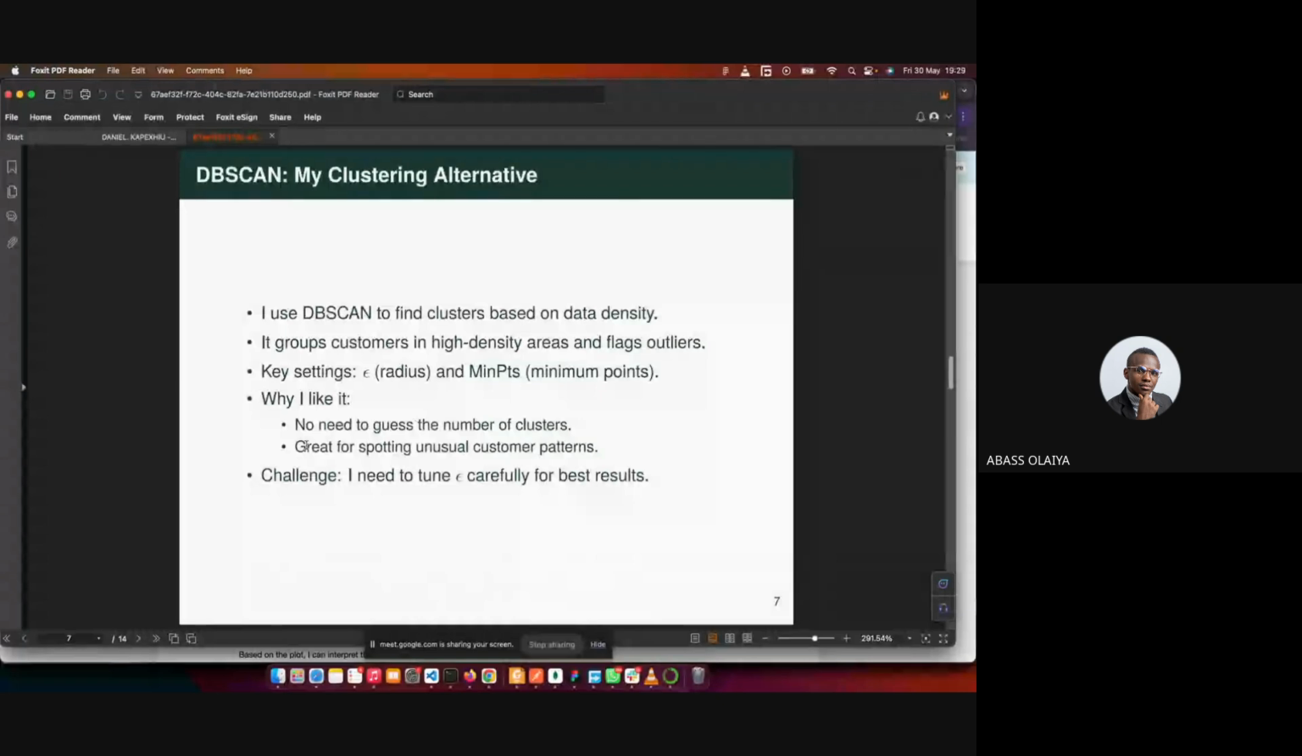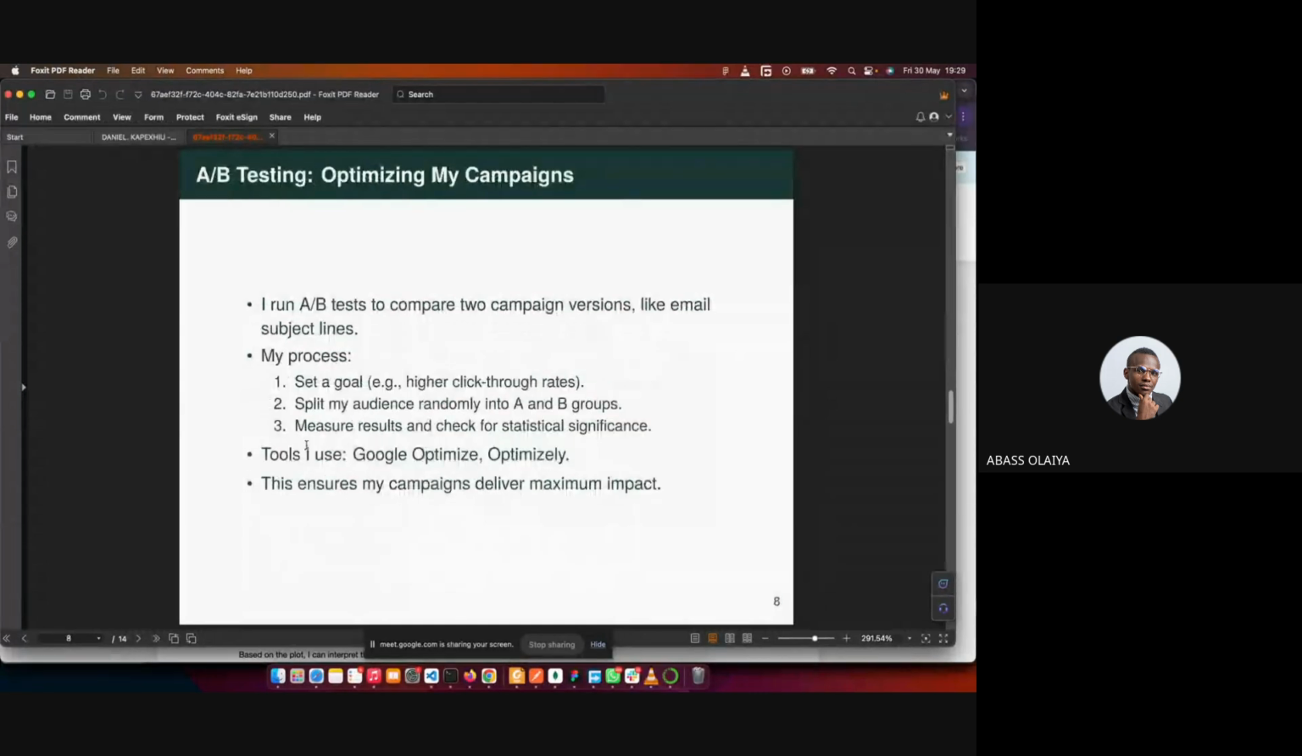Why I like it: no need to guess the number of clusters, and it's great to spot unusual clustering patterns. But the challenge is that I need to tune my radius carefully for the best results. That's the drawback for DBscan. But besides that, it's the best you can think of. Let's go to our algorithm before we come back to A/B testing and optimizing our campaigns.